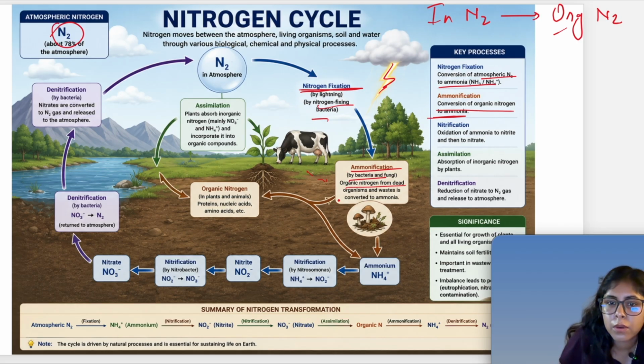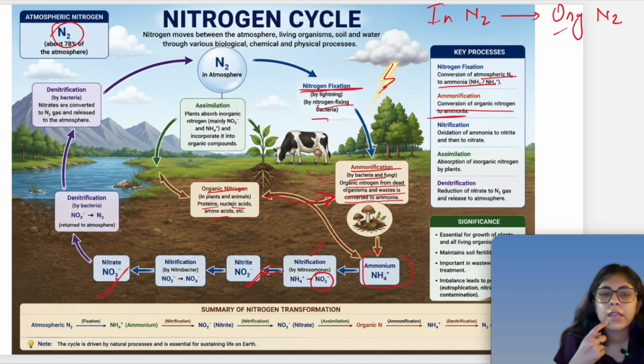Organic nitrogen from dead organisms and waste converts into ammonia, and then we get ammonium here, right? Also there is organic nitrogen, which is protein, nucleic acid, and ammonia, and this also, due to ammonification, gets converted into ammonium. Then ammonium will be converted with the help of nitrification by Nitrosomonas into nitrite, right? And then further nitrification will happen and Nitrobacter will convert it into nitrate, right?